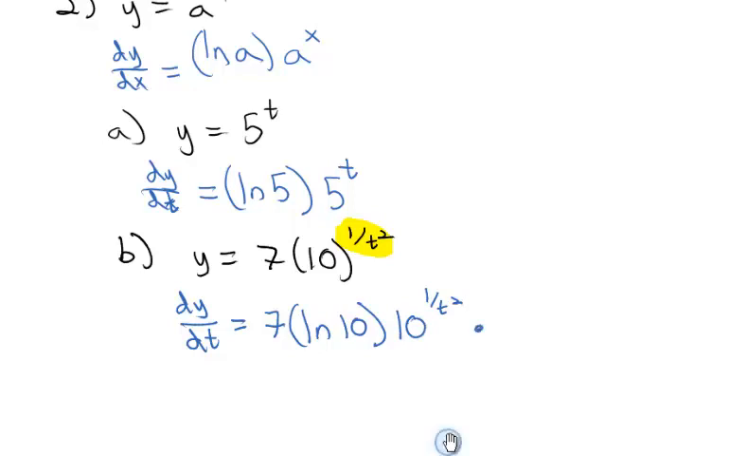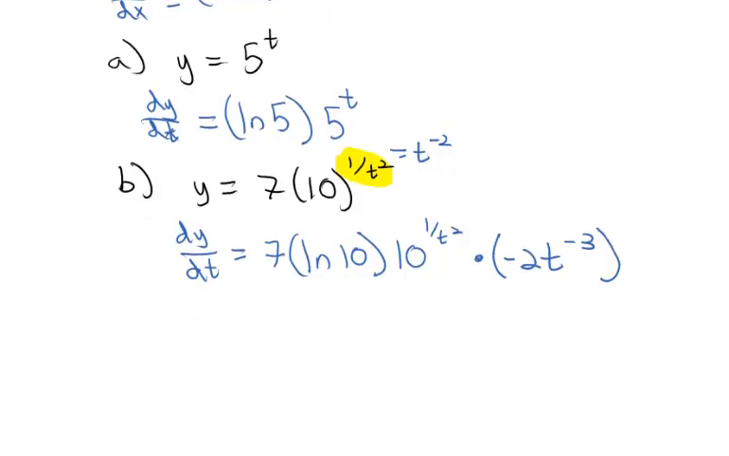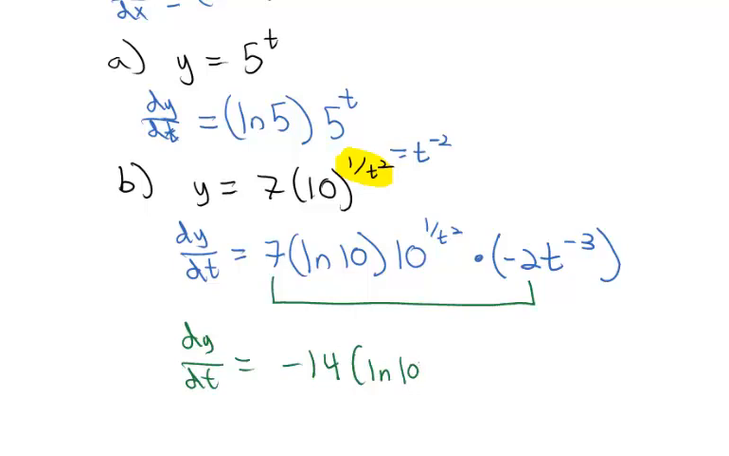Then we have to multiply by the derivative of the guts. Remember, 1 over t squared, that's t to the negative 2. So we've got negative 2t to the negative 3, bringing the exponent out front and dropping the exponent down 1. The only thing we can clean up is multiplying the constants, 7 times negative 2, so dy dt is going to be equal to negative 14 natural log of 10 times 10 to the 1 over t squared times t to the negative 3. And we've got our derivative.